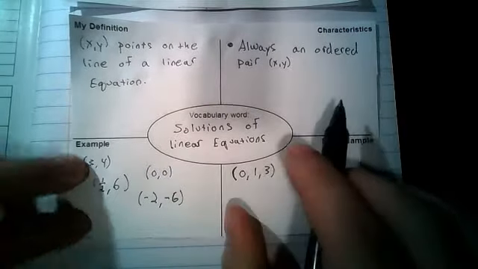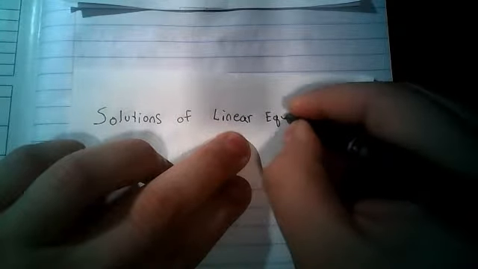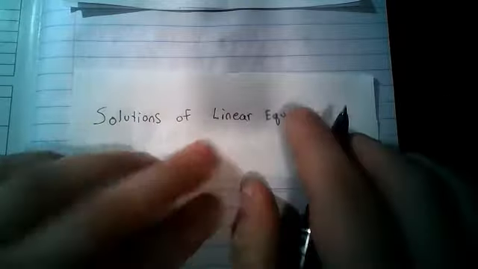Okay. Now just like with the last one, you're going to fold this down just like so. Sorry, the camera's blinking. And then you're going to write solutions of linear equations. And then you'll glue the bottom and you'll put it about here.